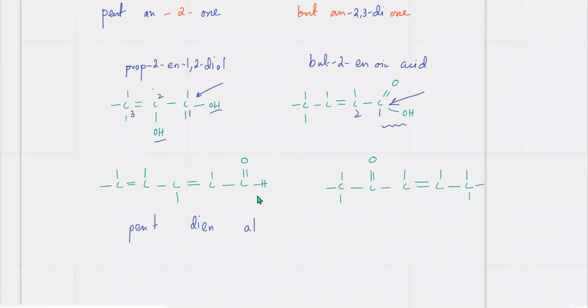The aldehyde is always carbon number 1. So 1 double bond is at 2, and the other one is at 4. So it's going to be at 2 and 4. So you got 2 double bonds, and it's an aldehyde. Okay, you don't give the position of the aldehyde because it's always at the end.